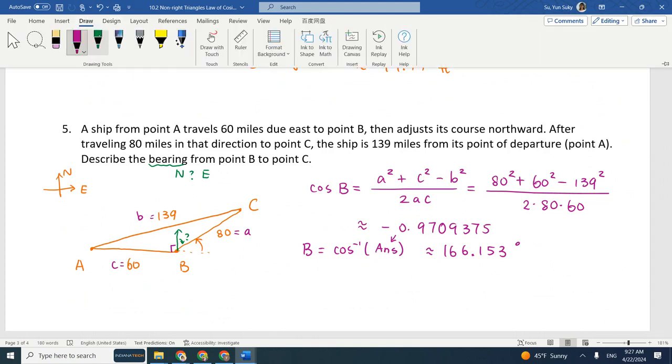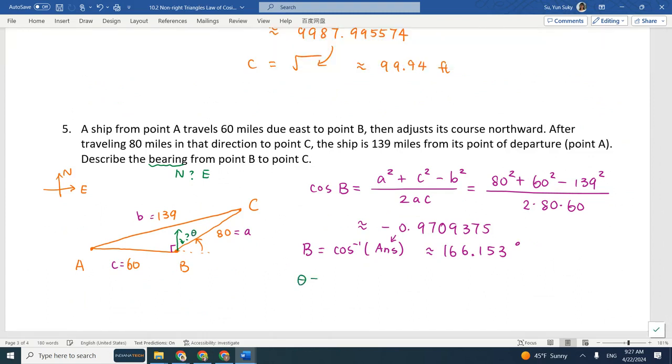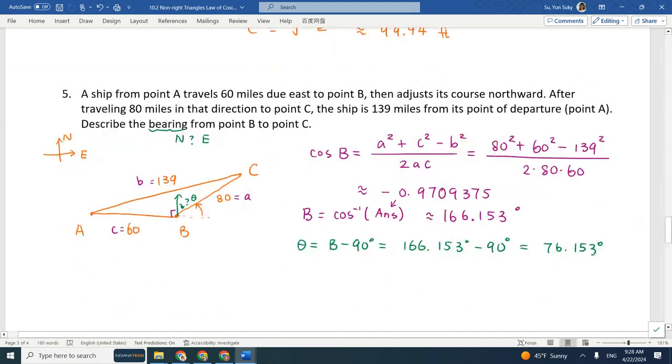So let's write it down. Let's call a name here. Let's call it theta. The theta, our bearing, is going to be B minus 90 degrees, which is 166.153 minus 90 degrees. So make sure in your answer you write a little circle, degree. Okay, so what do you get? Yeah, very good. So we get the answer.